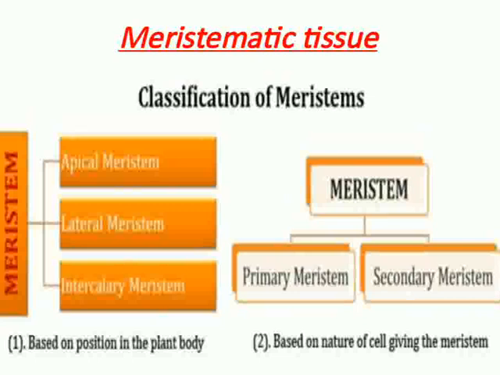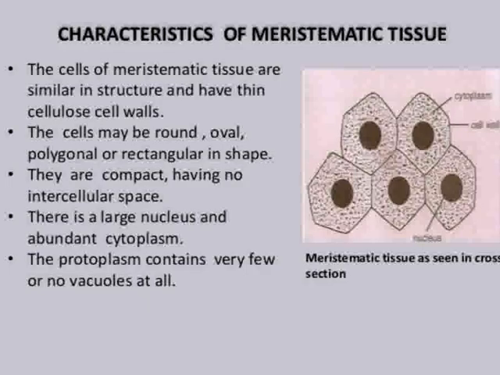Now, meristematic tissue, as I already told you, is further classified on the basis of position in the plant body, that is where they are present in the plant, into apical meristem, lateral meristem and intercalary meristem. Whereas on the basis of the nature of the cells giving rise to the meristem, they are divided into primary meristem and secondary meristem. Now, what are the various characteristics of the meristematic tissues on the basis of which we can categorize them as meristematic tissues?